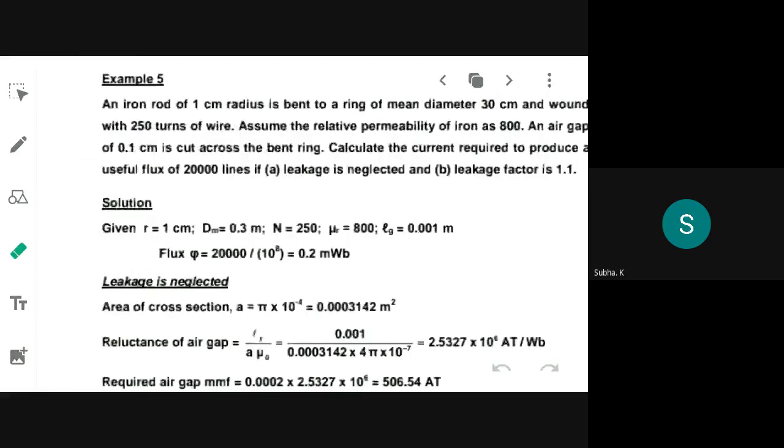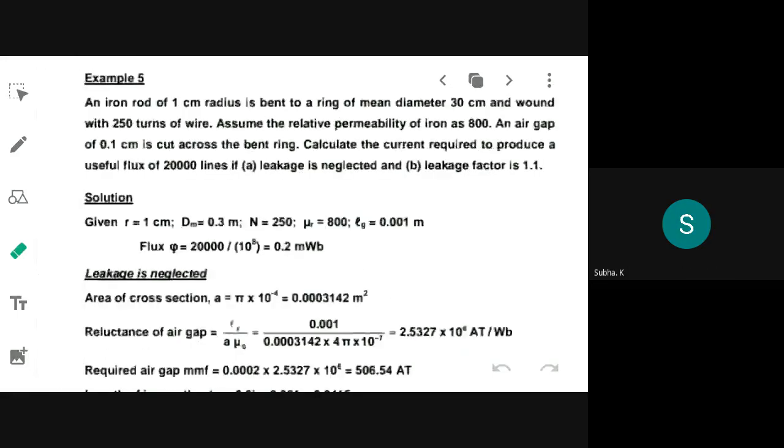So given statement is over here. So what is being given in the problem? Again, you are having an iron rod. What is the radius of the iron rod? 1 centimeter. So radius of the iron rod is 1 centimeter. It is bent to a ring of mean diameter. So what is the mean diameter that is given?